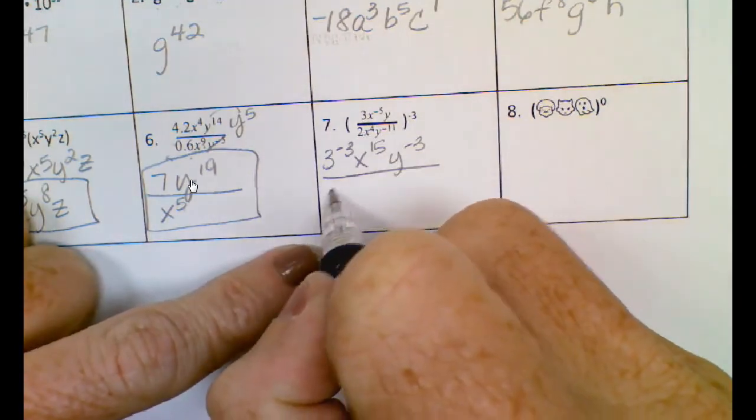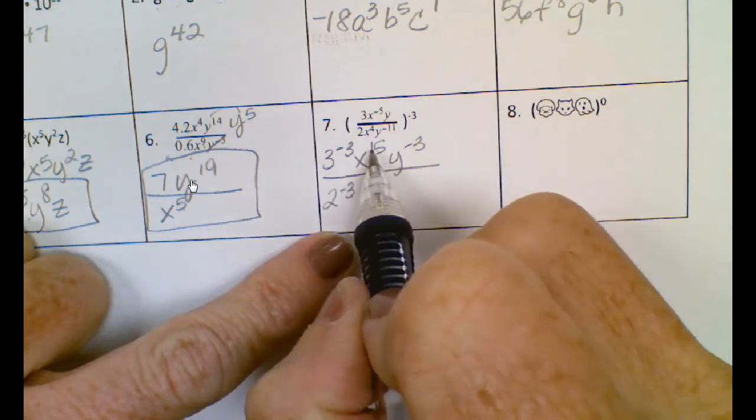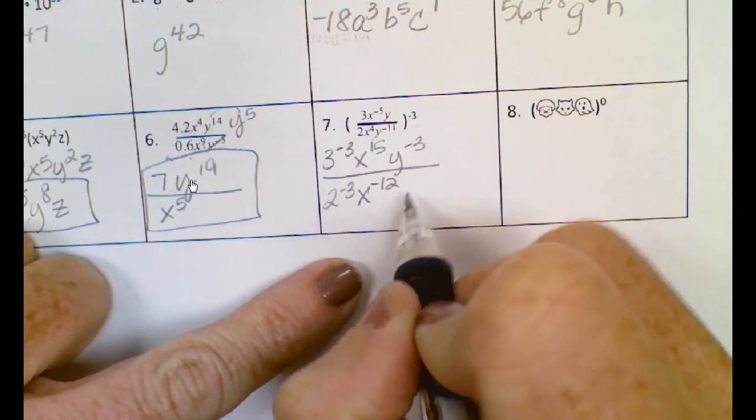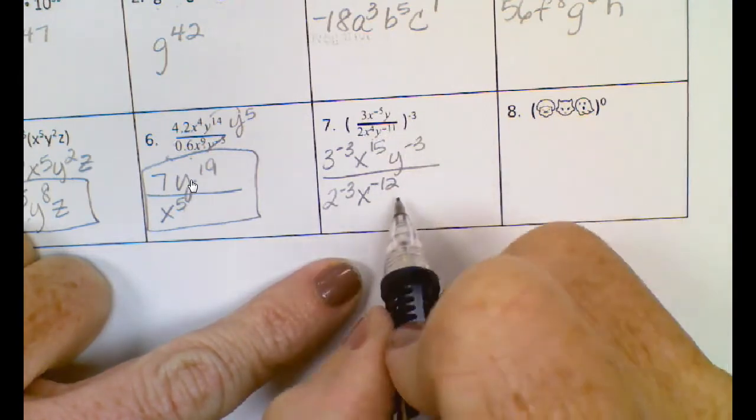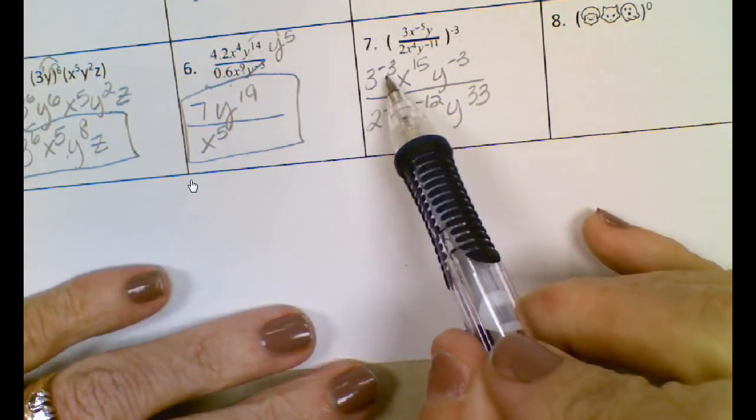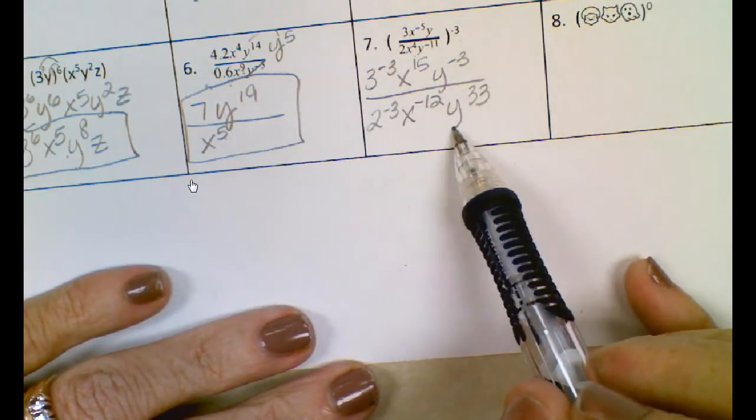Then, I'm going to do the same thing down here. 2 to the negative 3, and 4 times negative 3 would be negative 12, and then negative 11 times negative 3 would be y to the 33. So I'm going to use some room down here and work that out. Anything that's a positive exponent, I'm going to leave where it is.